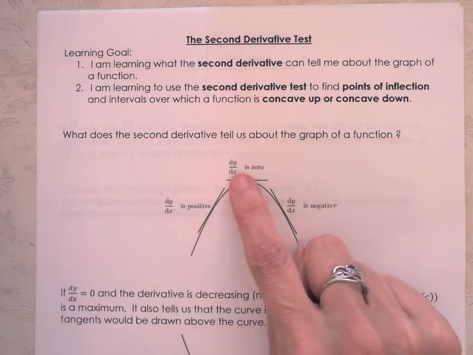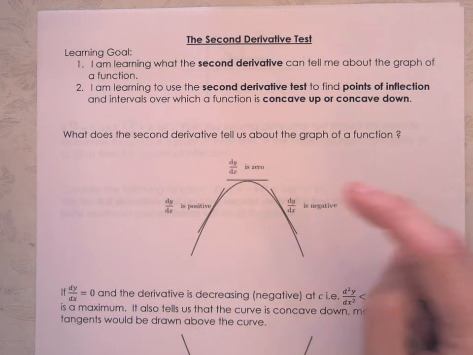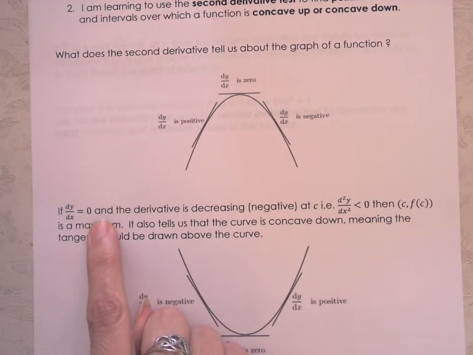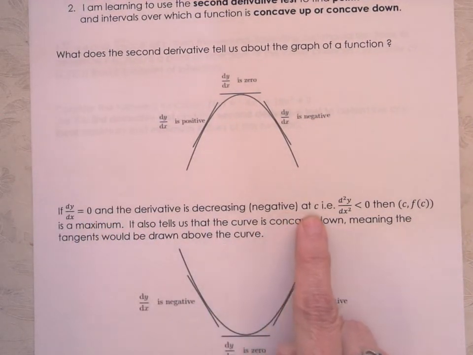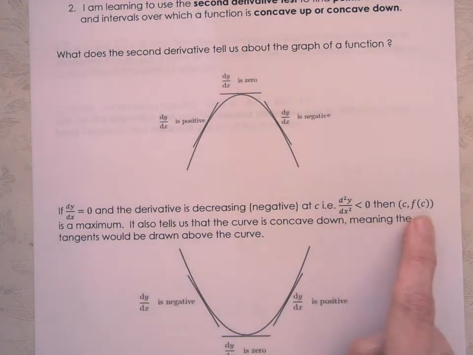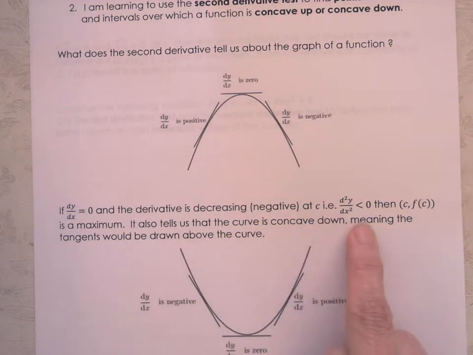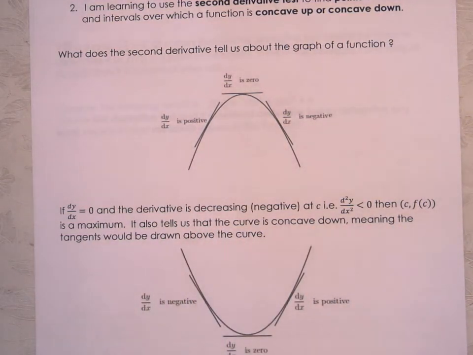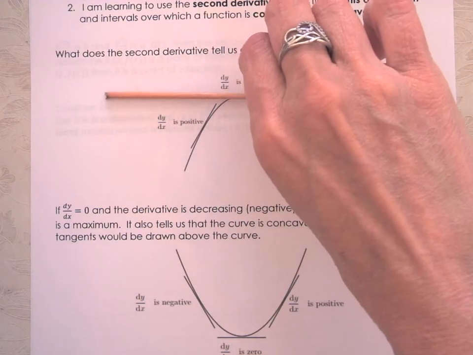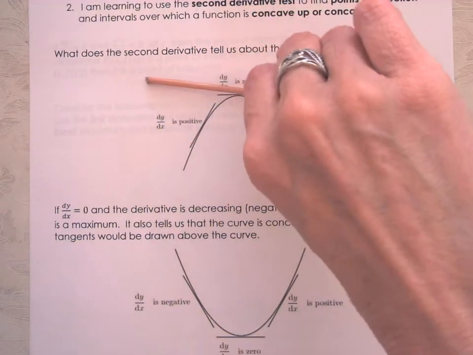It also shows you what's happening with the first derivative. The first derivative is positive, increasing, 0, and decreasing. So if dy by dx is 0, and the derivative is decreasing or negative, and the second derivative is negative, then we have a maximum. It also tells us that the curve is concave down, meaning the tangents would be drawn above the curve. Okay, so if you were to draw slopes of the tangents here, they'd be above the curve. And again, they're decreasing, so they're going from positive to 0 to negative.